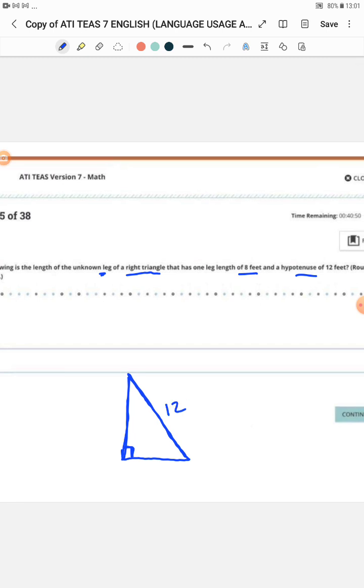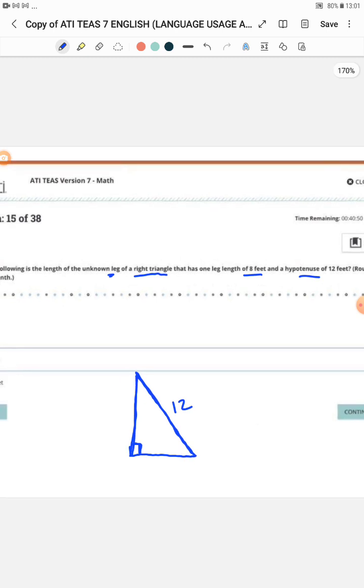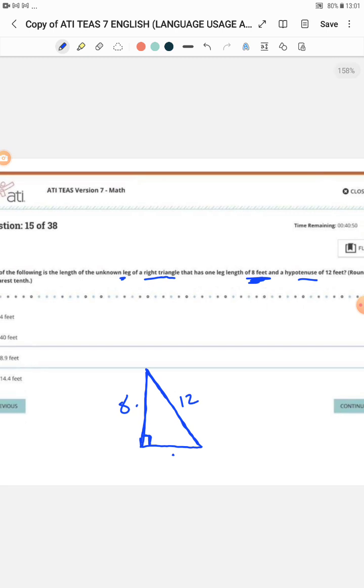So of the other two sides, they have given us one leg length of 8 feet. We can choose either place to be 8 feet. The third one is what they want us to find.